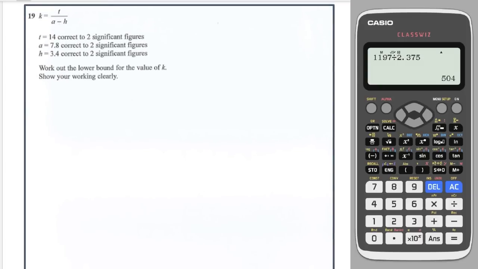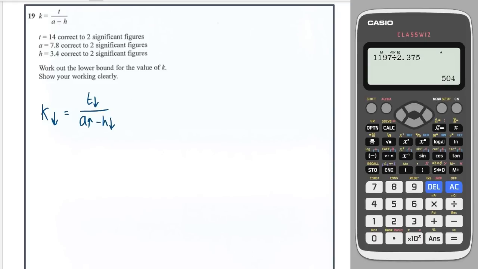Okay, bounds. It's asked me to find the lower bound of k. So if I want to find k lower, then because k is a fraction, I'm going to want my numerator to be as small as possible, but I'm going to want my denominator to be as big as possible, because dividing by a big number is going to make your overall number much smaller. So I want this to be as big as possible, but in order to make the denominator big, I want to take away as little as possible, so h needs to be lower.